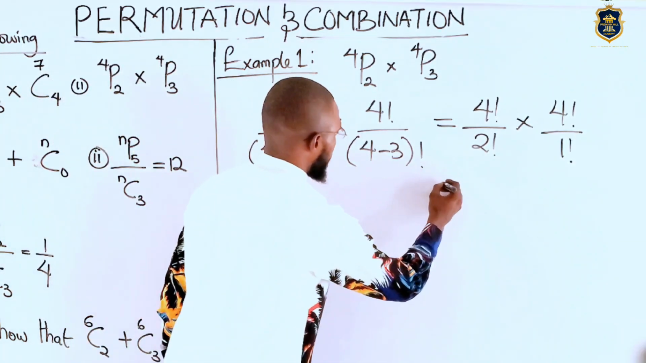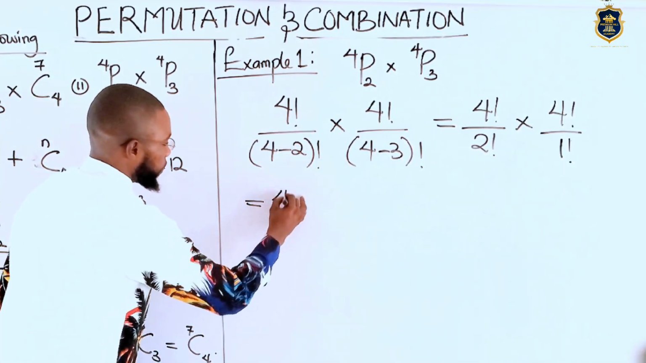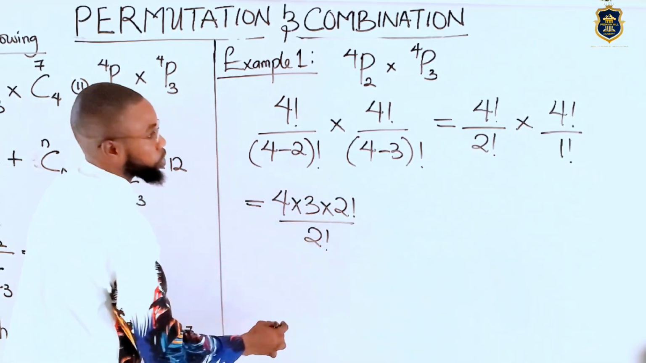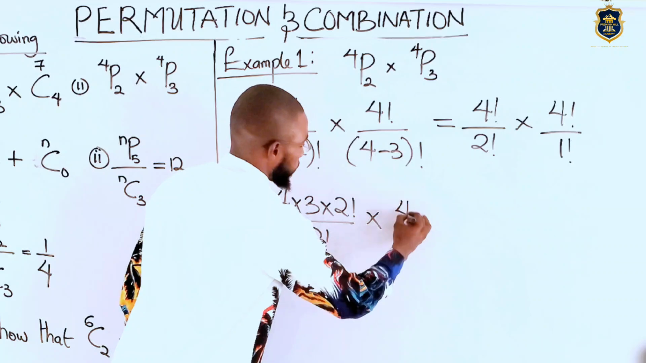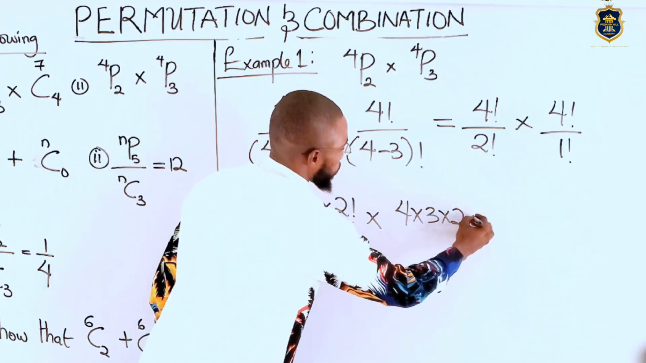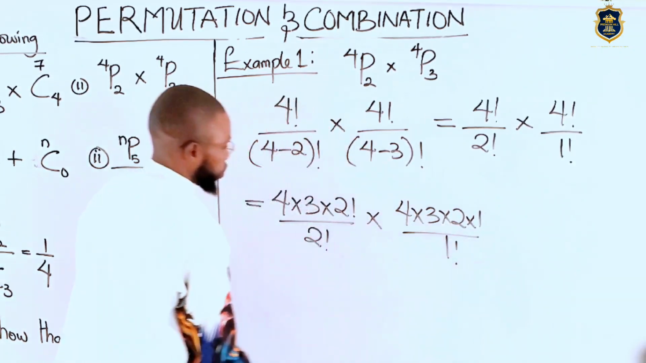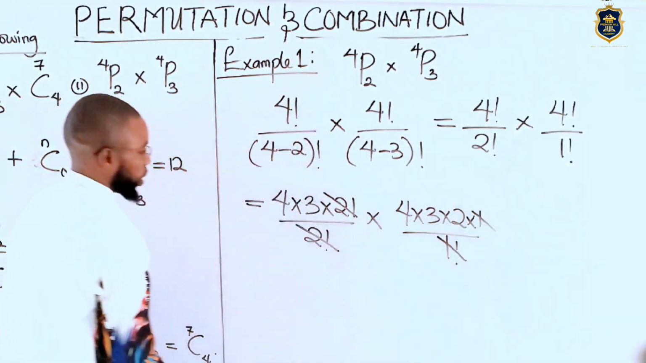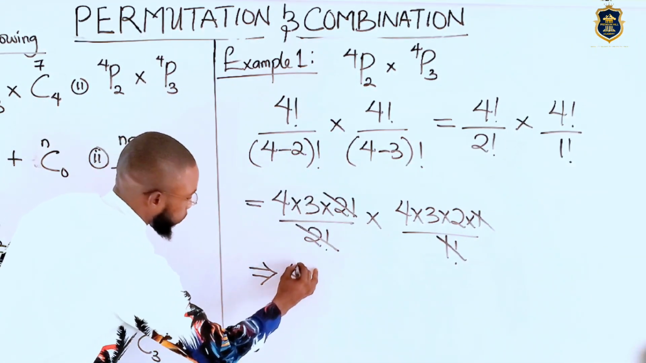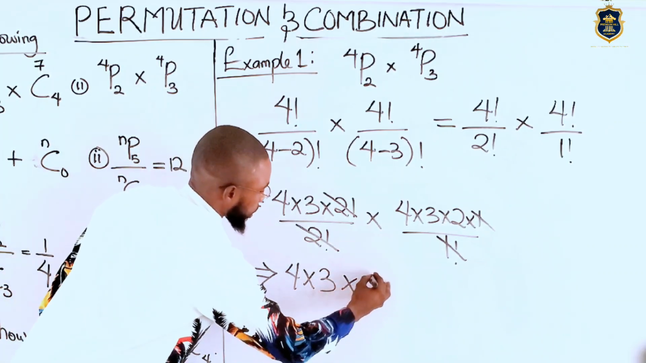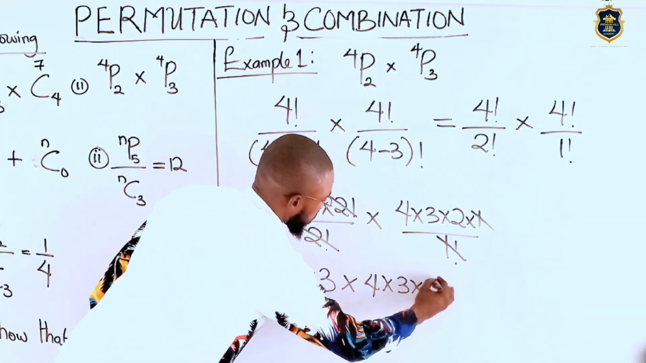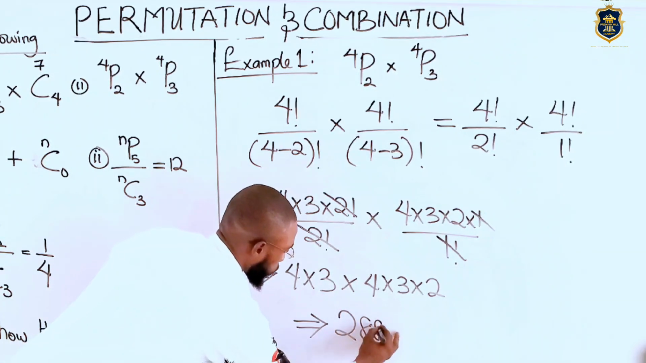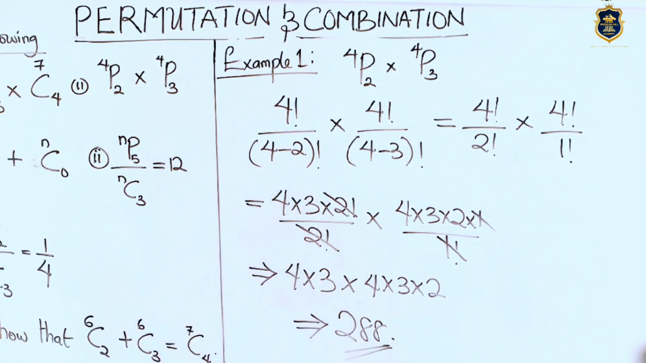With that, it is simply 4 times 3 times 2 factorial over 2 factorial times 4 times 3 times 2 times 1 over 1 factorial. So with that, 2 factorial takes off 2 factorial and 1 takes off 1. So we'll be left with 4 times 3 times 4 times 3 times 2. If you try and multiply that, we're going to have 288 as the answer to that question.